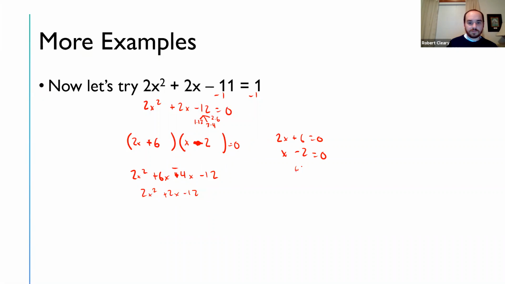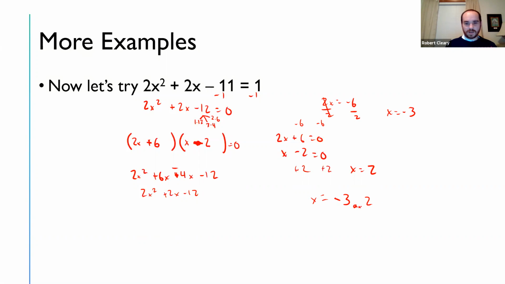This one's super easy to solve. Add 2 to both sides. We get x equals 2. This one, we subtract 6. Then we have 2x equals -6. Divide by 2. And we get x equals -3. So our answer should be x equals -3 and 2.